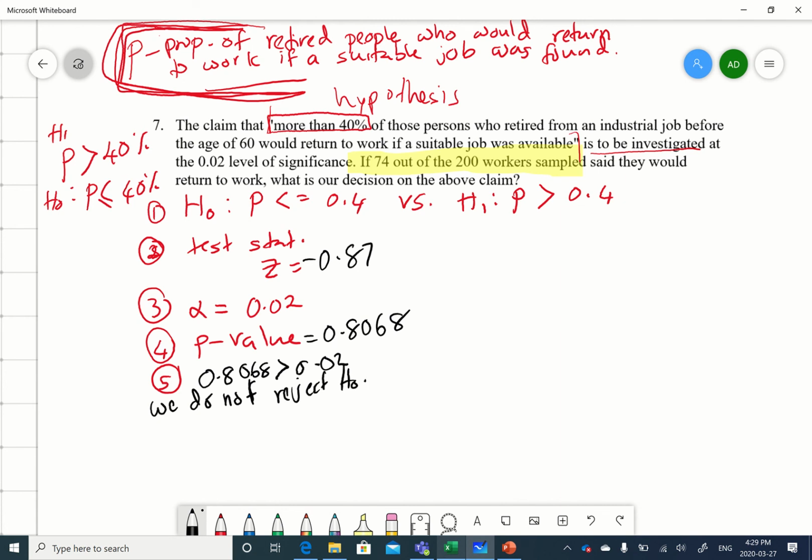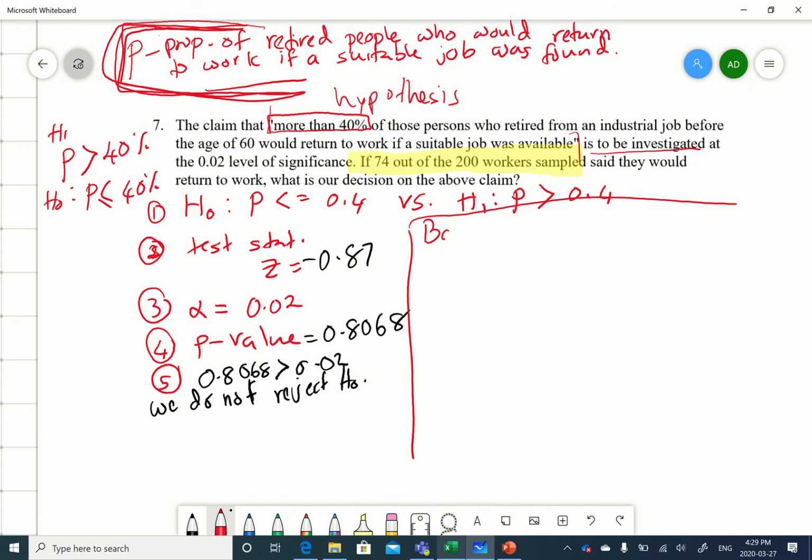Right, so what does that mean? So we do not reject H naught means we are rejecting H1. So that means we are rejecting this claim. It's actually more than 40% of the people will not return to work even if they find a suitable job. So now you have to carefully write that down.